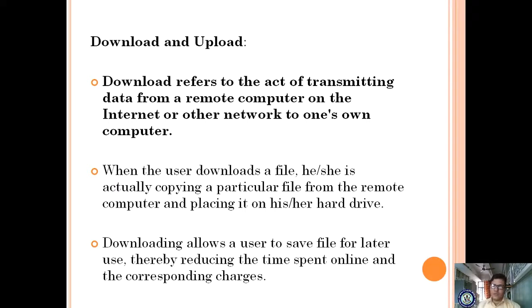We have already downloaded. Downloading allows a user to save a file for later use, thereby reducing the time spent online and the corresponding charges. Instead of viewing online, if I download it, afterwards in offline mode I can view whatever data was transmitted from the remote system to my system.